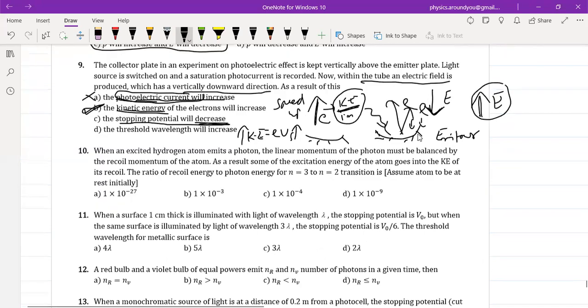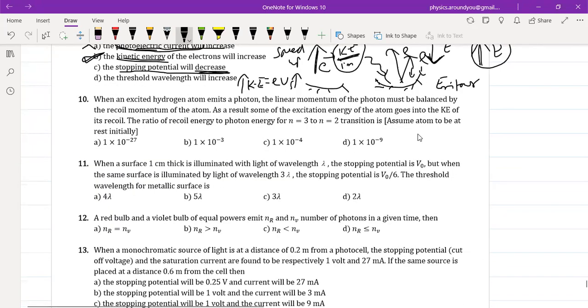Question number 10, it is strictly not in the scope of dual nature. Reason, it is an excited hydrogen atom. It's not in the scope of dual nature, but still you should know how to do the question. Well, the ratio of recoil energy to photon energy.